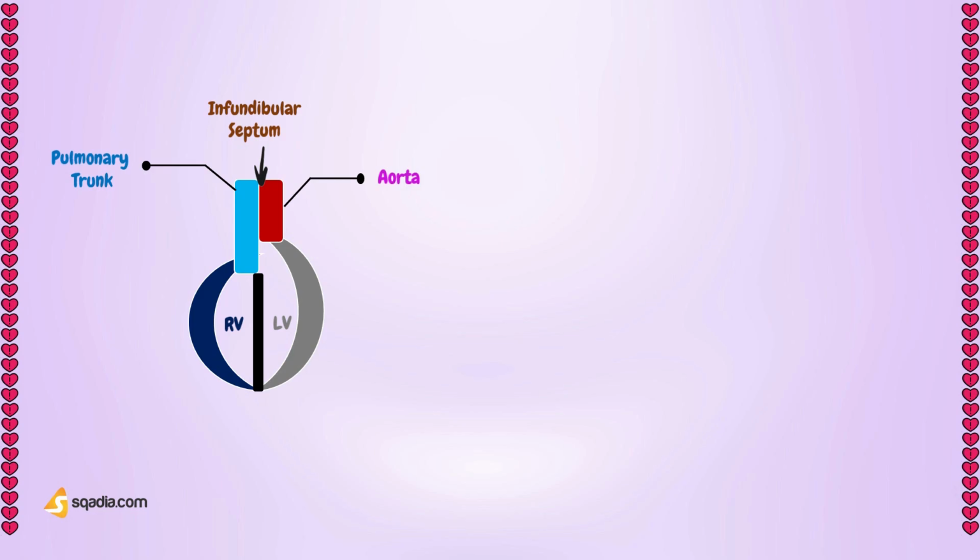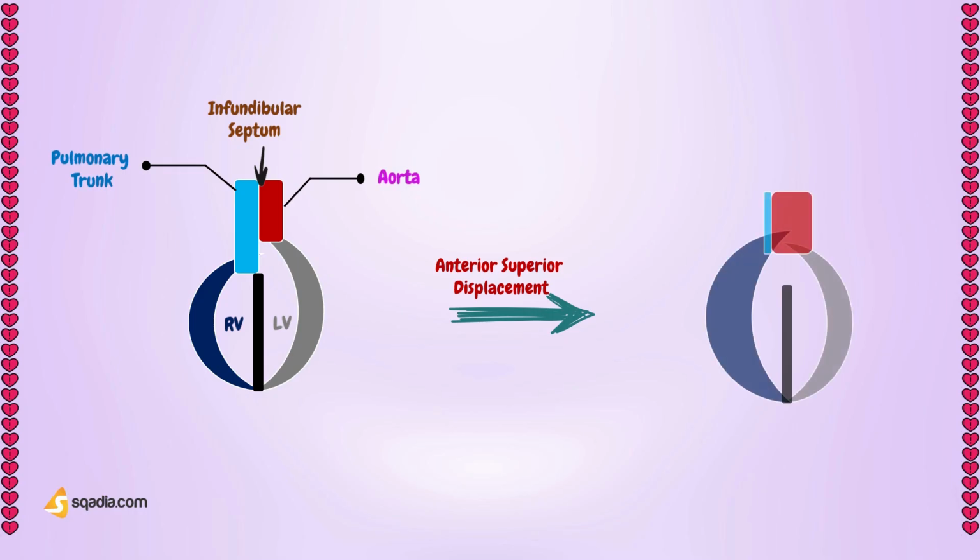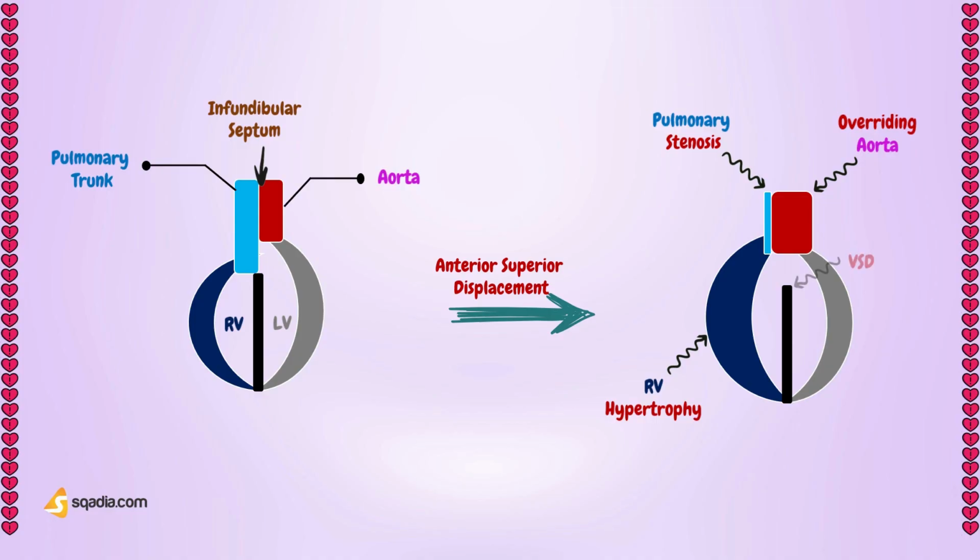But in case of Tetralogy of Fallot, there is anterior superior displacement of the infundibular septum. Then there will be many changes. It will look like this. Sir, what are the changes? Well, there will be pulmonary stenosis, overriding aorta, right ventricular hypertrophy, and ventricular septal defect.